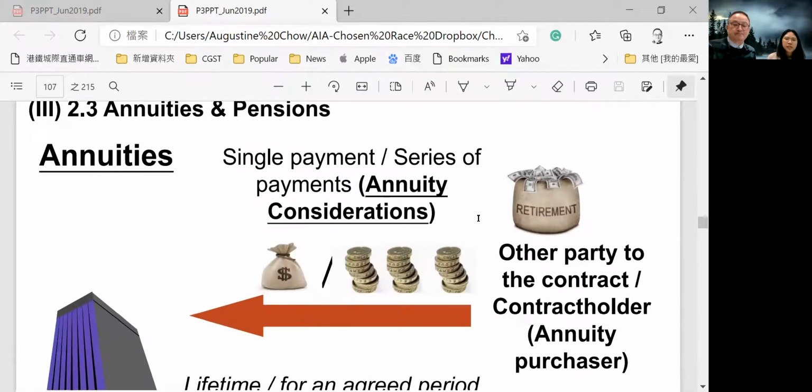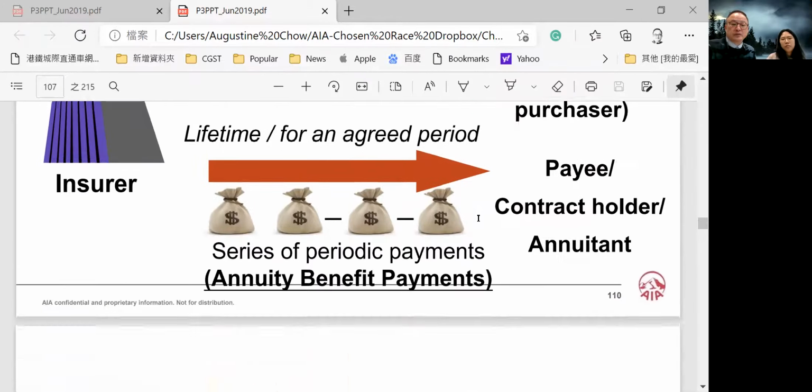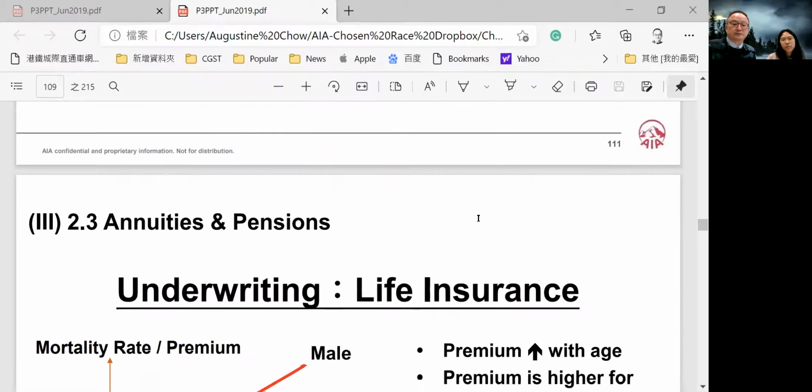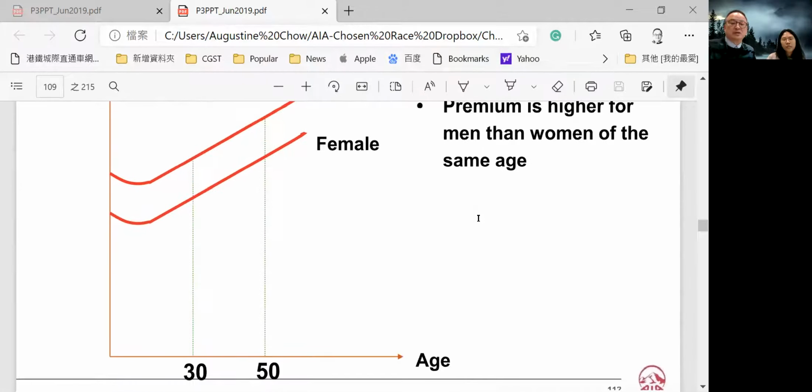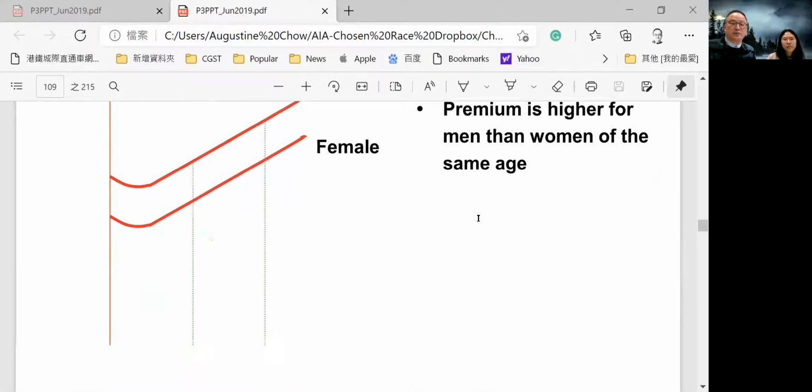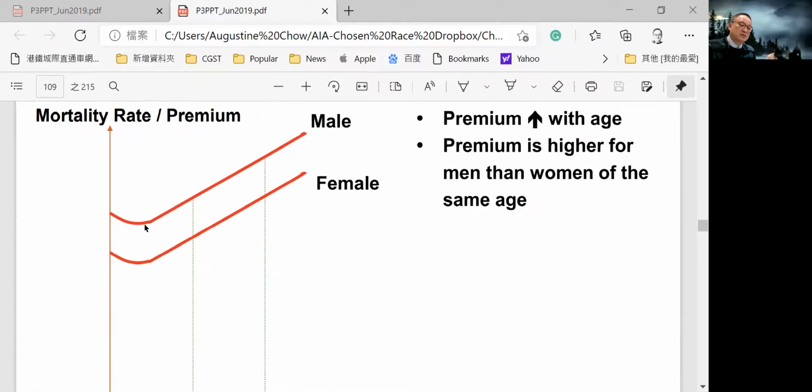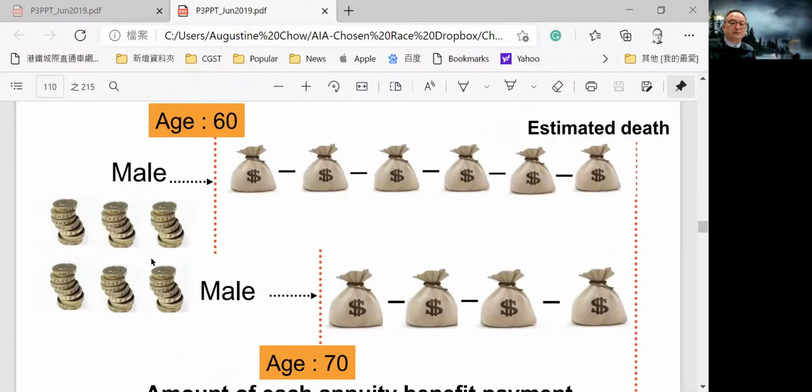Okay. All right? Annuity, we've said that. Sometimes underwriting is an assessment of the premium, what risk, and then assessing the premium. And you need this new curve. It's higher when you are a baby. And when you're older, when you want it lower, then you increase it. So this is the other end.